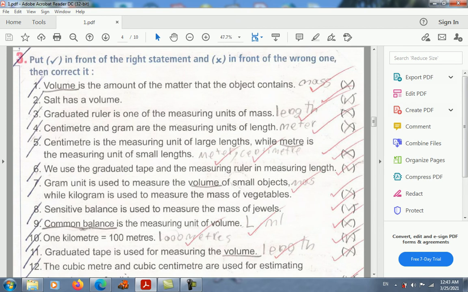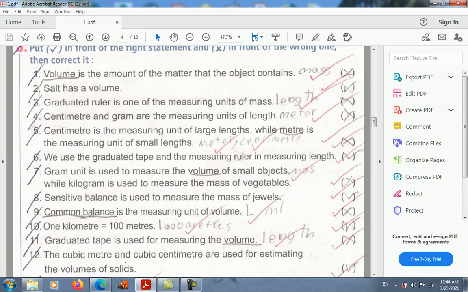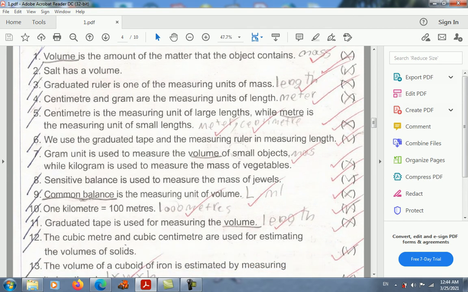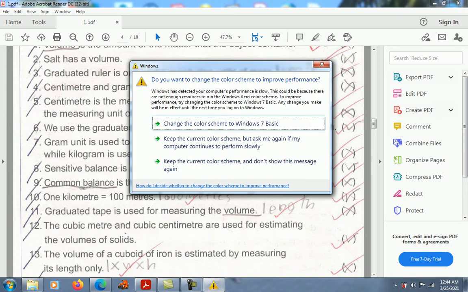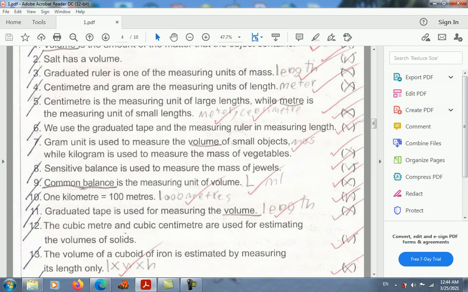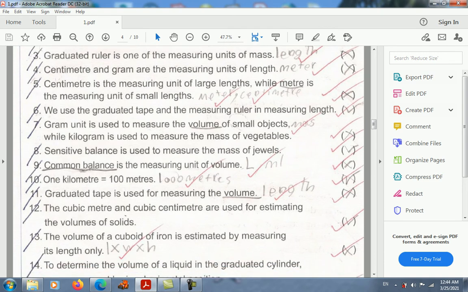Three, put right in front of the right statement and wrong in front of the wrong one. Then correct it. 1. Volume is the amount of the matter that the object contains. This is wrong. Mass is the amount of the matter that the object contains. Number 2. Salt has a volume. So number 2 is correct. Salt has a volume because it's a matter.